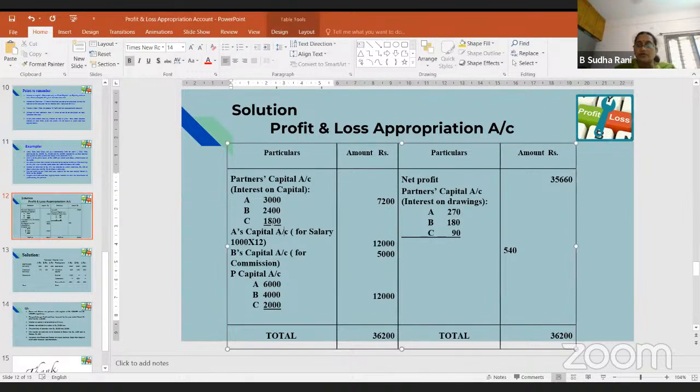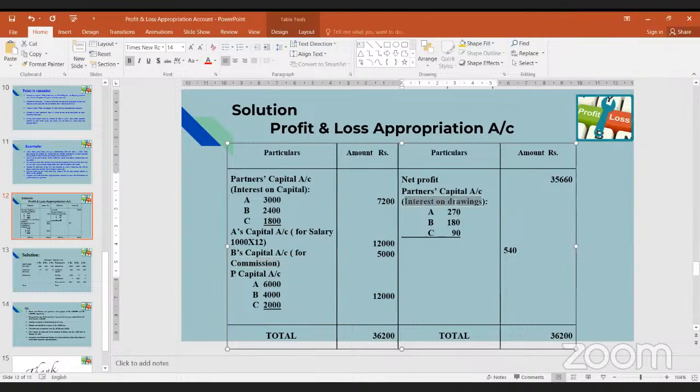So how much did he take? 1,000 per month, 12 months, 12,000. B took the commission. The total commission will be 5,000. Did you get it now? Yes, ma'am. This goes to the capital accounts of the partners, so we should mention capital account. And in brackets, for what you took them, you are supposed to mention: for interest on capital, for salary, for commission, like that.